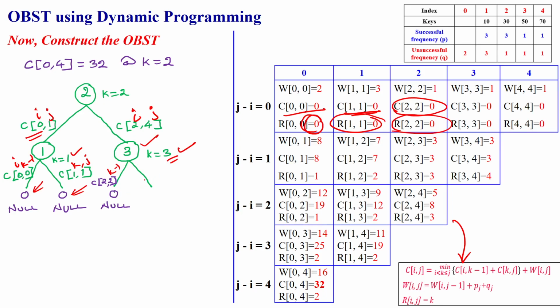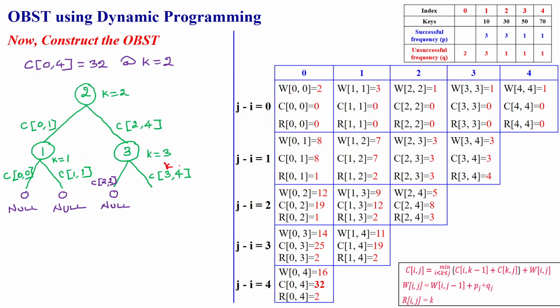And here c of i comma, sorry, c of k comma j, right? c of k comma j is here 3 comma 4. This is k, this is j as per this context. k equal to 3, j equal to 4, right? So based upon this, what is the c of 3 comma 4? c of 3 comma 4 is given here. What is the root position? 4. So 4 is written here. So k equal to 4, right? Then again you have to identify for the 4.